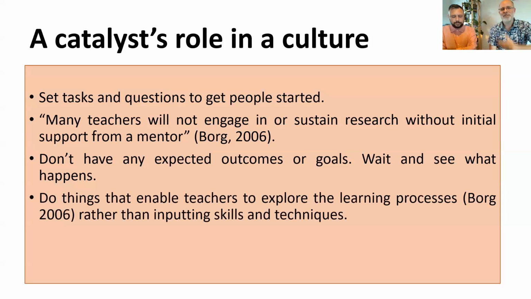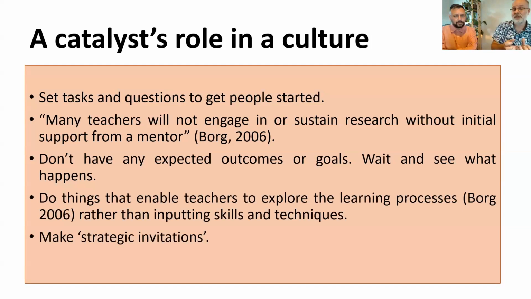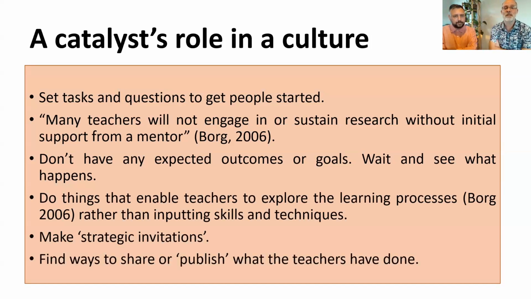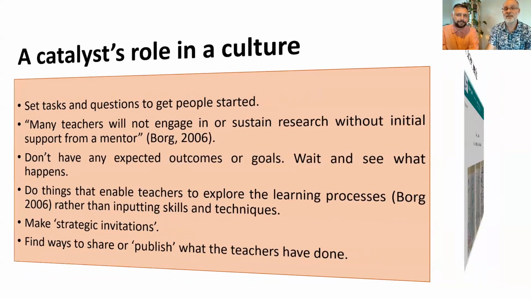So this idea of just inputting skills and techniques, this sort of carousel of that, wasn't really working, but strategic interventions. Inviting Luke Meddings was a strategic intervention. It might be come and observe us, or let's set up a series of peer observations. So you might want to do that. But also finding ways for teachers to share and publish what they've done. So we've got things like a blog. They're going to be doing it in the book, but also just sharing it by meeting together.